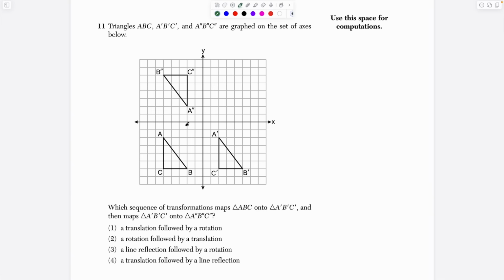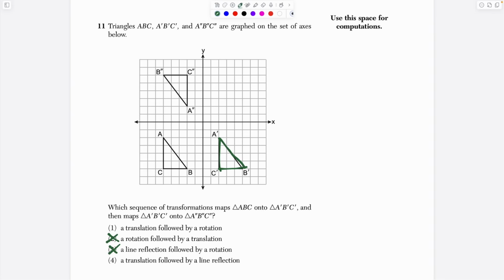So for this one here, let's just think about how do we go from first triangle ABC, so this triangle over here, how do we go from this triangle to triangle A prime B prime C prime? And notice that this triangle here, we just slide over like this. And anytime you're just sliding the shape over, that would tell you that you're doing a translation. So here we could start by saying that we're doing a translation first. So that means we could eliminate choices 2 and 3 because we have to start with the translation first.